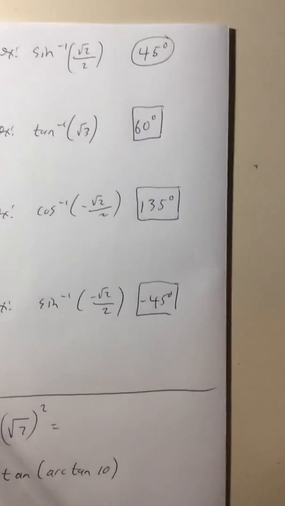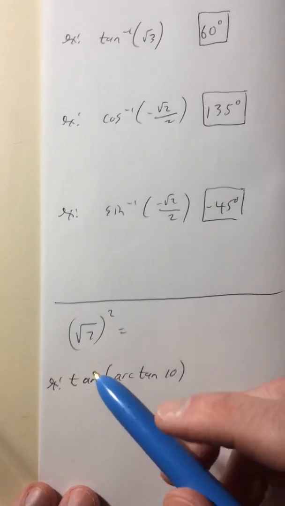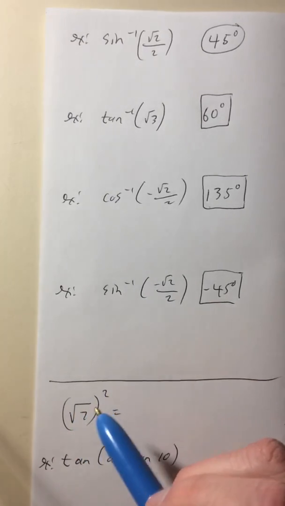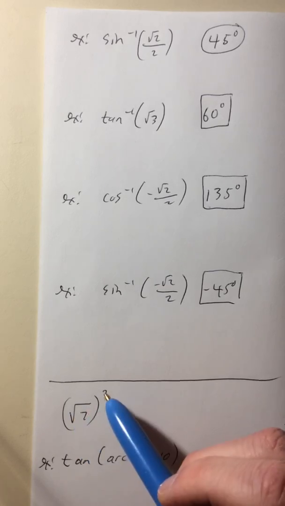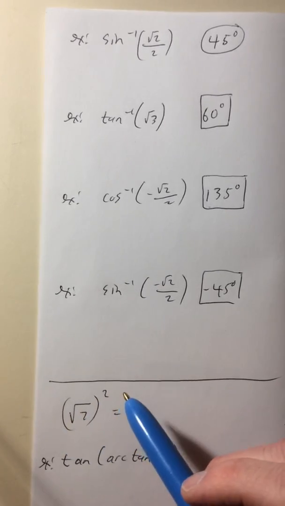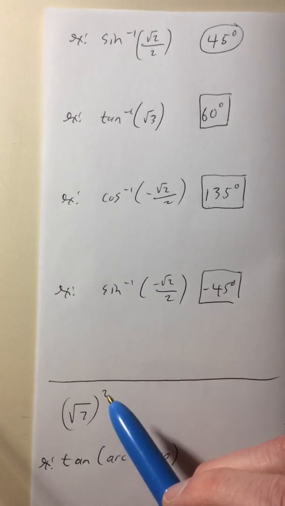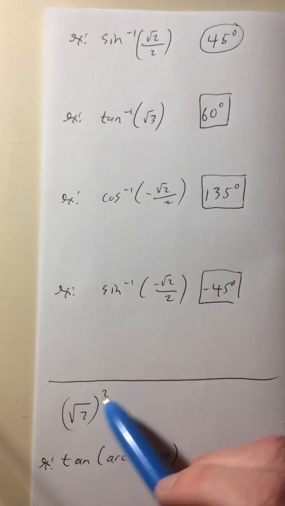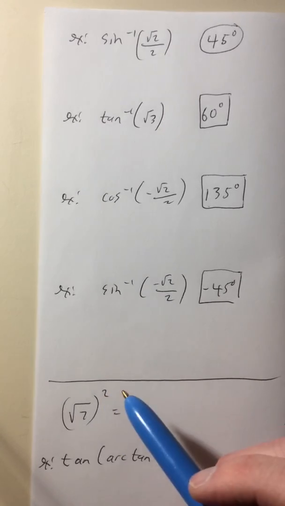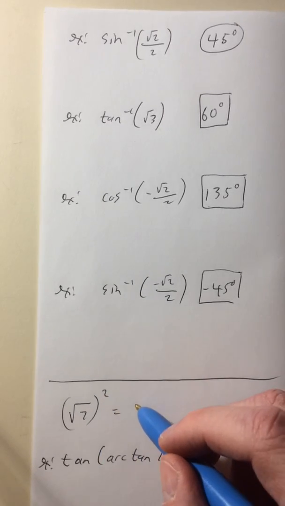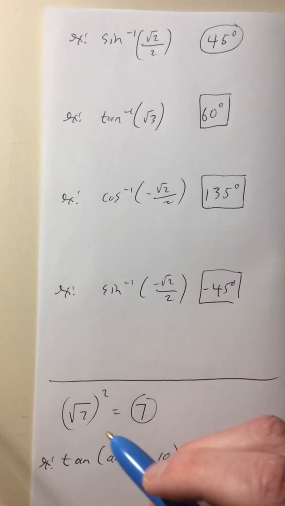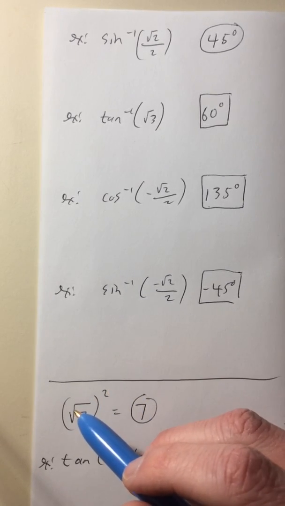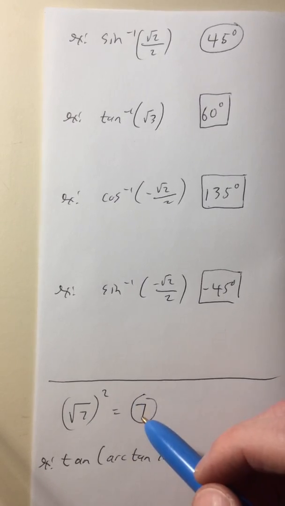Okay, almost done. So let's take a look at root 7 squared. And of course we remember from before that square root and squaring are opposite functions. They're inverses of each other. So when we apply a function to its inverse, basically they just cancel each other out because they're opposite operations. So the answer to this, of course, is just 7. Because again, when we apply the function to its inverse, we just cancel both things out. So we just have the 7.